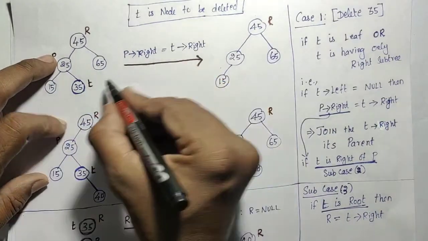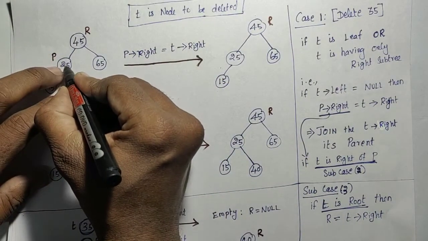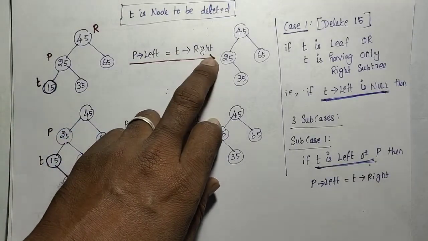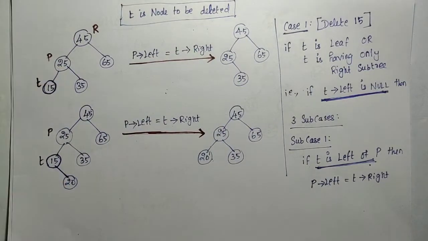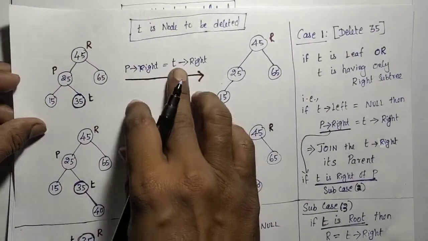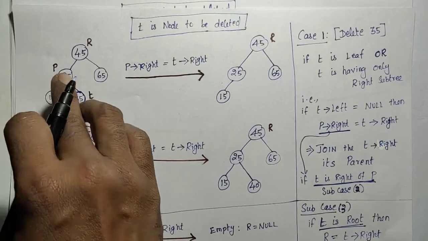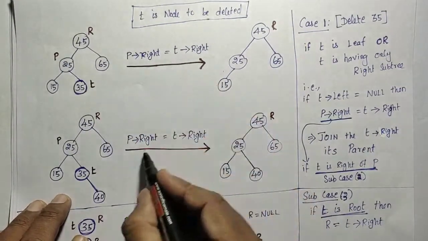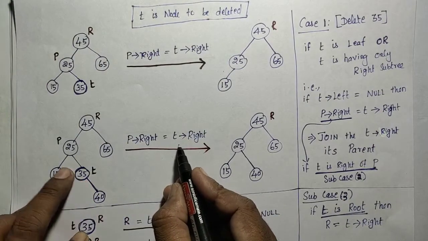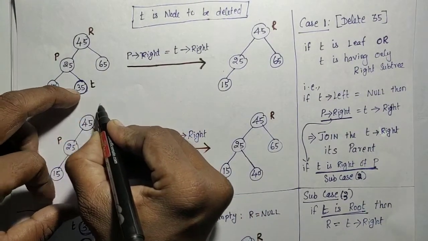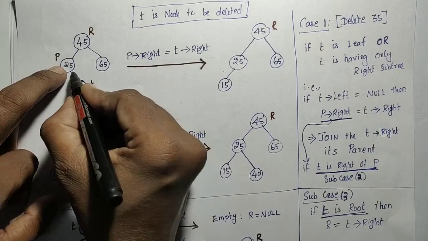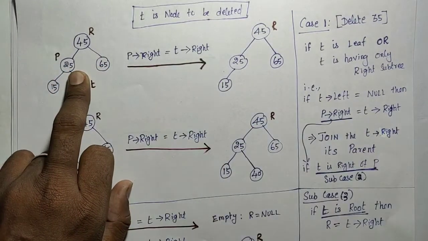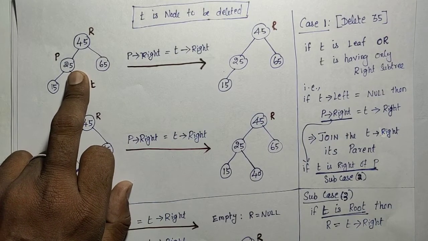So the T of right has to be linked to its parent on the right side. Here the T of right is linked to its parent on the left side. Here the T of right is linked to its parent on its right side. That's the solution. So P of right equal to T of right. Here also P of right equal to T of right. So the T of right, which is actually null, will be stored to P of right, so this node will be disconnected. Then it will be deleted. Disconnect and then delete the T.